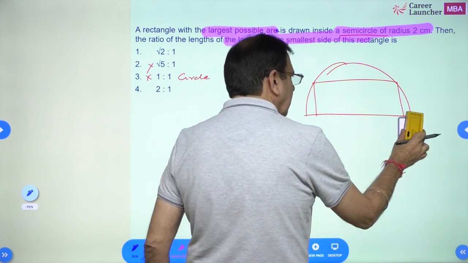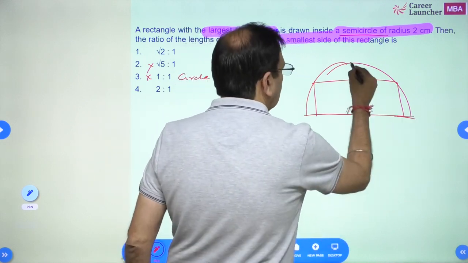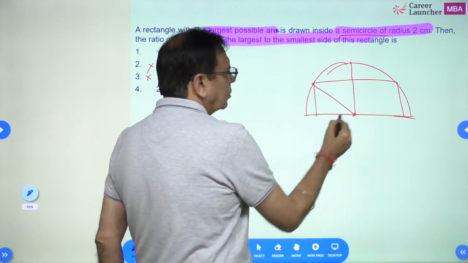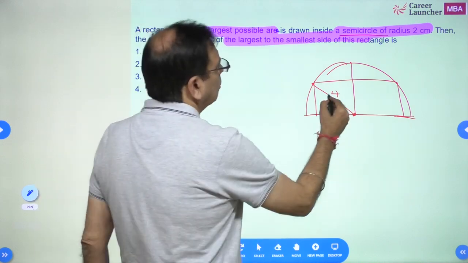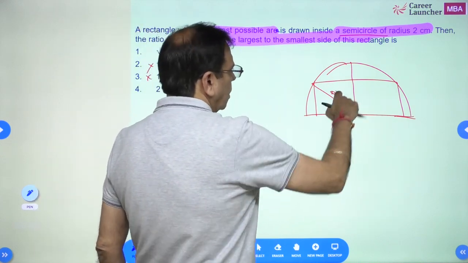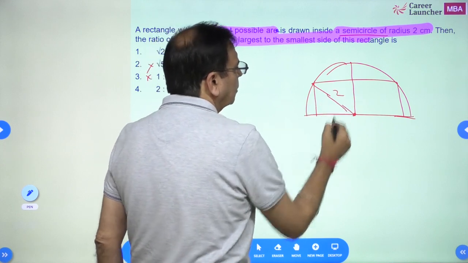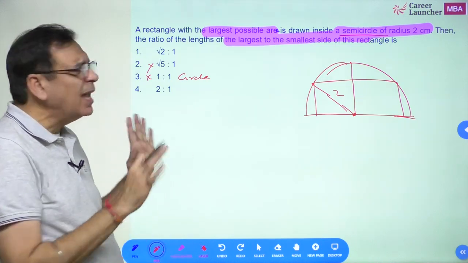Okay, if we look at this semicircle, now look at this. If this is a center, this should be radius. As per the question, this is 2. Radius of 2. So if you look at this, this is nothing but 2. If this is 2, 2 square 4 हो जाएगा ना. So कहीं पे √5 नहीं आएगा.